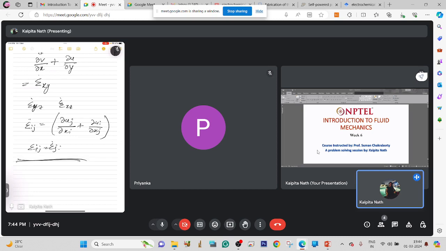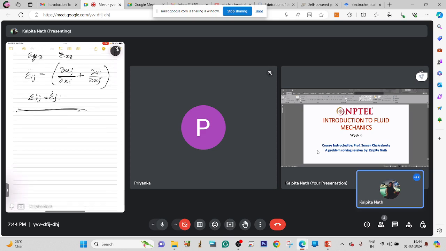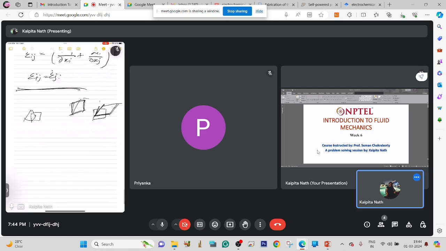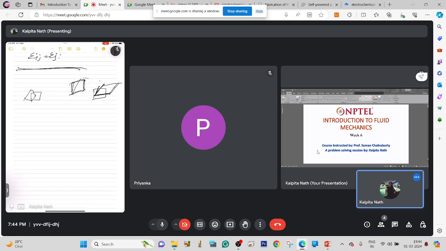Now, if we consider that the fluid element we are considering is behaving as a rigid body, then there will be no deformation, right? Just there will be rotation. Like previously, it got deformed like that. But now it won't be deformed. It will just rotate, like from this to this kind of. So if that is taking place, for the rotation, what will we do?